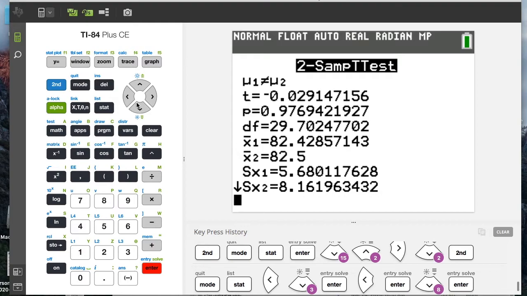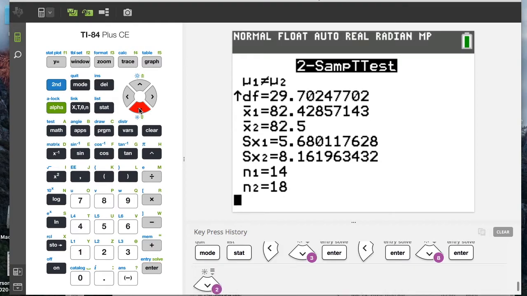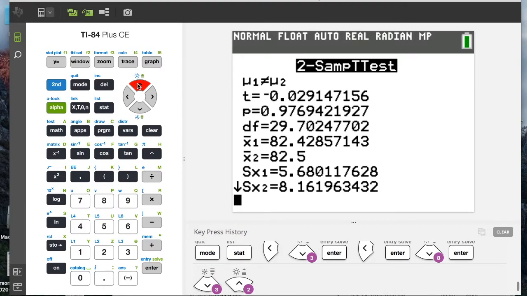And it gives us a lot of information. You can actually scroll down and it tells us our sample size, our standard deviation for both lists, and our average for both lists. The important value here is the p-value.